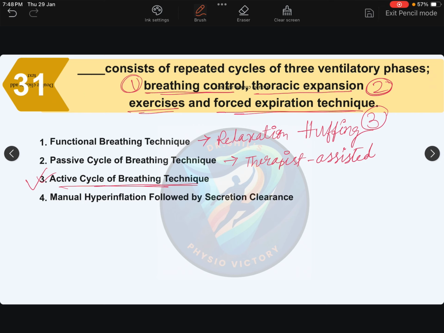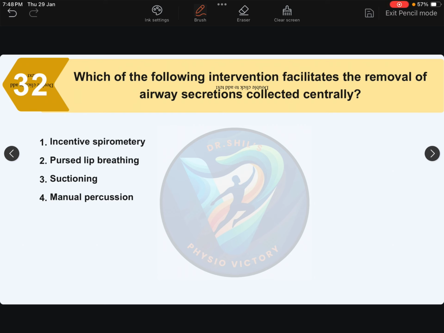And manual hyperinflation generally used in ICU. Next, come to question number 32. Which of the following intervention facilitates the removal of airway secretion collected centrally? Option 1, incentive spirometry. Option 2, pursed lip breathing. Option 3, suctioning. Option 4, manual percussion. Here the correct answer is option 3, suctioning.